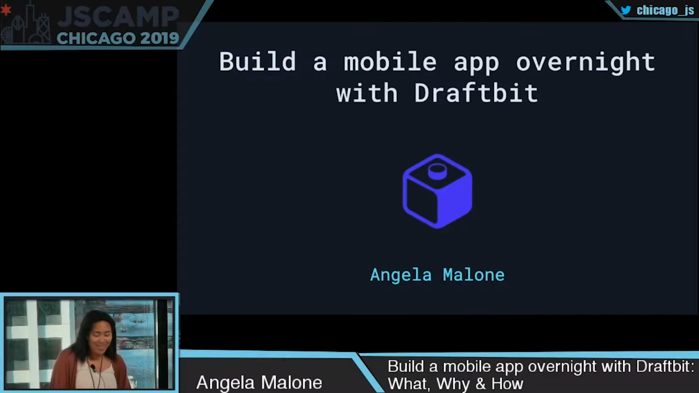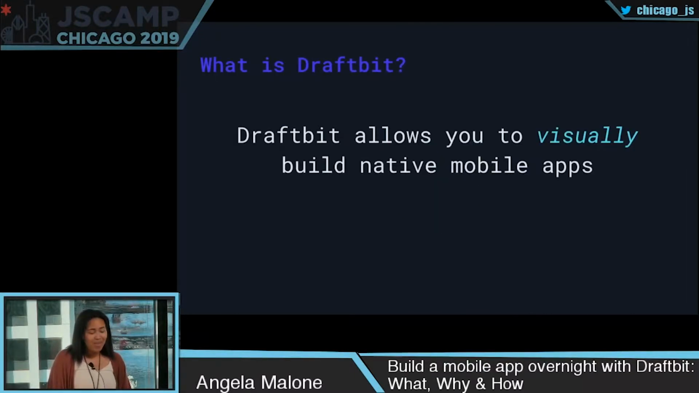So yeah, for those of you who are not familiar, Draftbit allows you to visually build native mobile apps. Basically, everything you do in Draftbit is in your browser. You don't need to write a single line of code while you're in the browser. Everything you just click to add components, and I'll show you everything, of course.